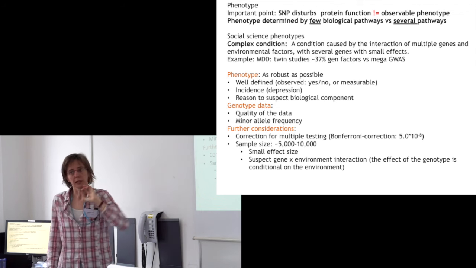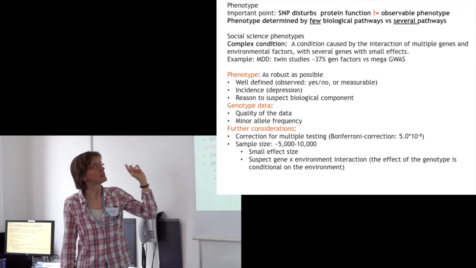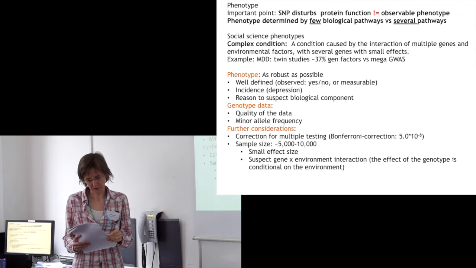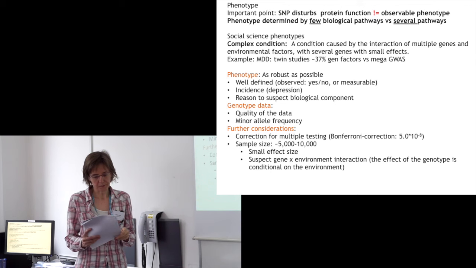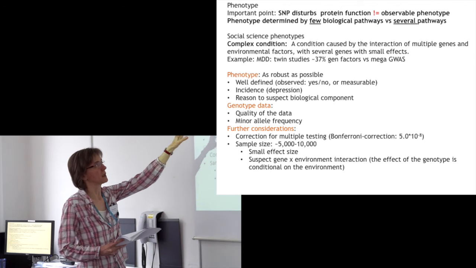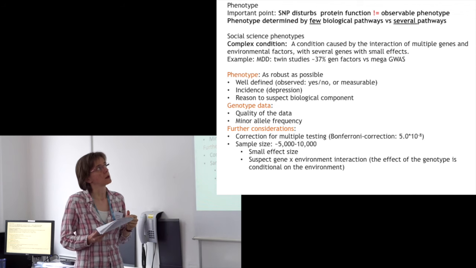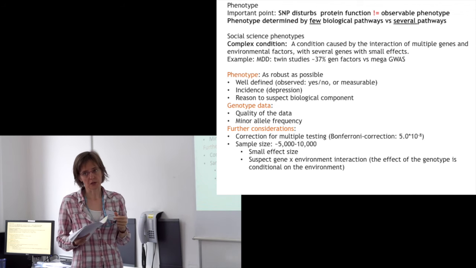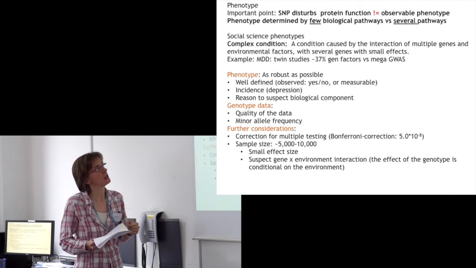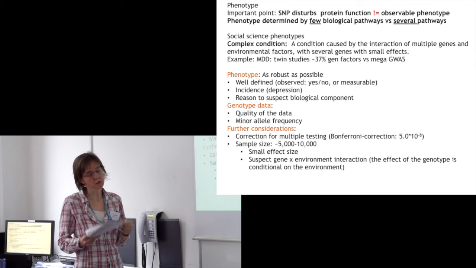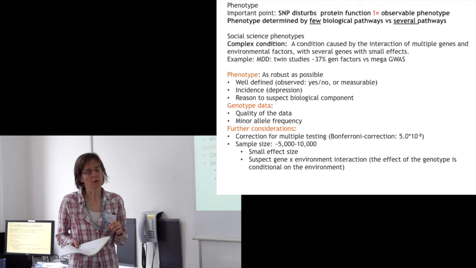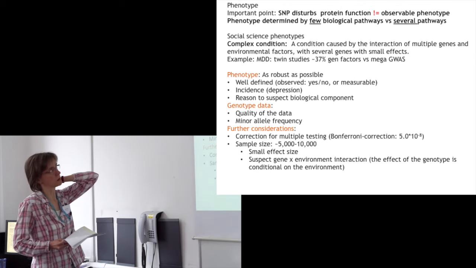And what I know about social science phenotypes is that they tend to be very, very complex ones, which means that whatever phenotype they are investigating is very likely to be affected by several genes with very small effects, and they interact with each other and also with the environment. So this is very, very difficult to measure, but not impossible.